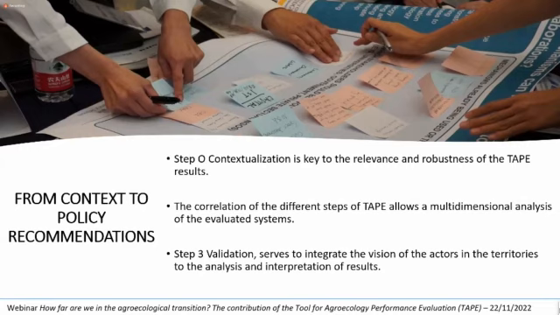I wanted to touch also on step 3, the validation, because this is something that has been missing from the whole sample of TAPE implementations given different problems like COVID that didn't allow for people to get together and discuss the results in a participatory way. So closing the circle, bringing back this information to the actors, to the territories in a participatory way is important for the decision-making process. Next, please.